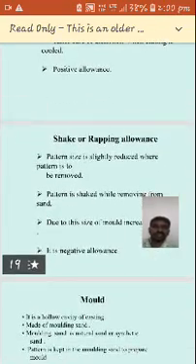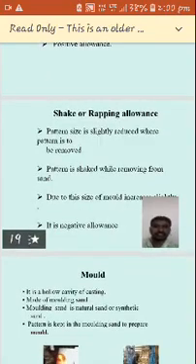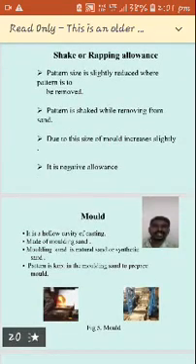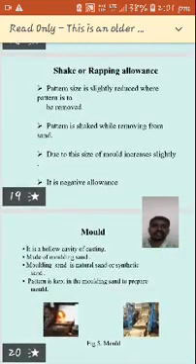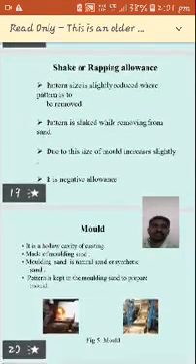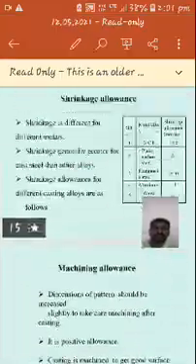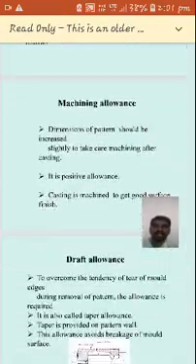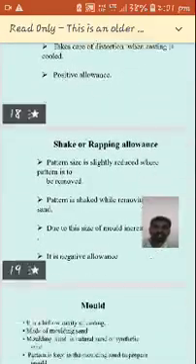The next and last one is shake or rapping allowance. The pattern size is slightly reduced where the pattern is to be removed. The pattern is shaken while removing it from the sand, so the size of the mold increases slightly. It is a negative allowance. These are the various types of allowances: shrinkage allowance, machining allowance, taper allowance, distortion allowance and shake allowance. Allowance is nothing but adding extra dimensions to the pattern.